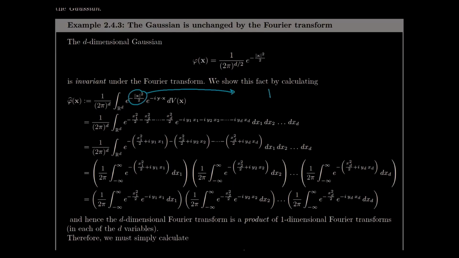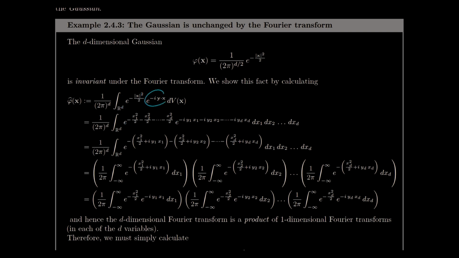What does the absolute value of a vector squared mean? Well, by definition, the magnitude of a vector is every entry of that vector squared, and then you take a square root of it. But if I square that, the square root and the square cancel, and the absolute value squared is just the sum of the squares. So really what's going on here is it's e to a negative sum of squares.